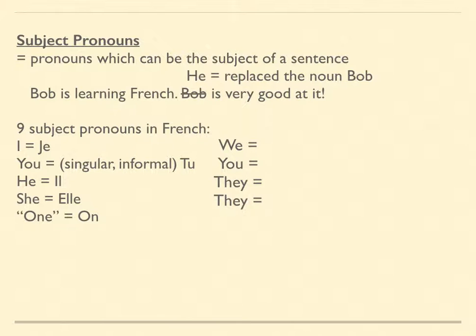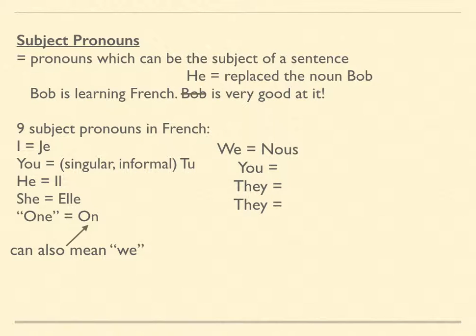This can also be used as a slang version to mean we. So if you don't remember our other subject pronoun for we, but you want to say something like, we are doing our homework, and you're talking about a very specific group of you, you can also use on to mean we in that case. The actual word for we, however, is nous. Nous.